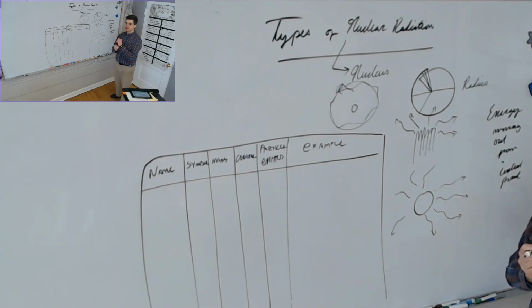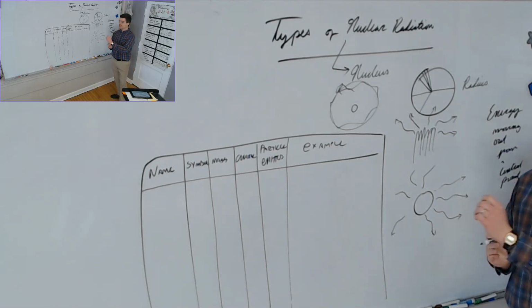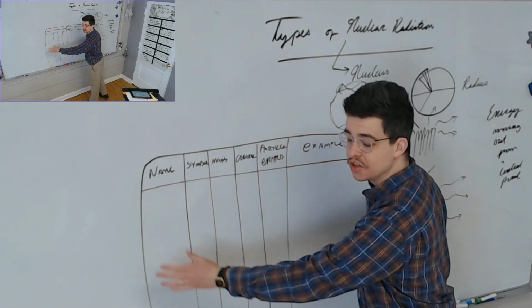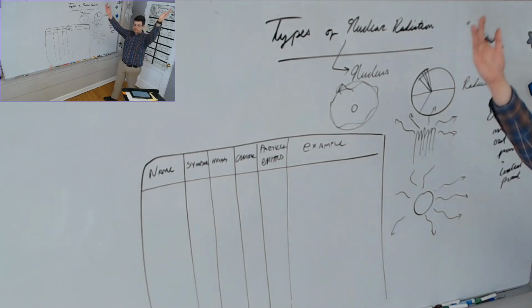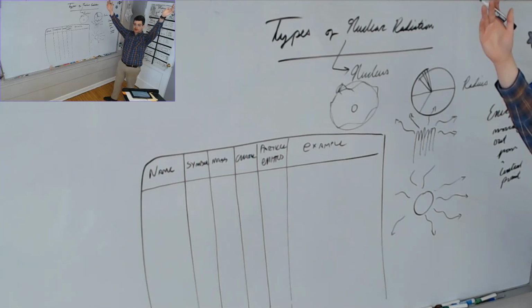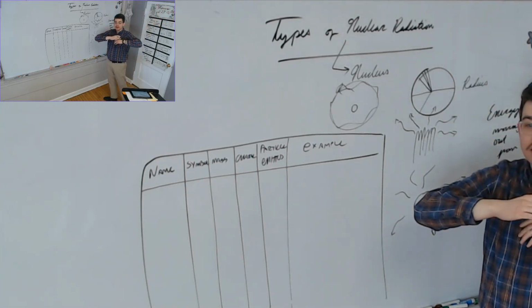Okay, let's think conceptually. How will each of these types of radiation affect the nucleus? What are they doing to the nucleus? They're all going to be either matter or energy or both doing what to the nucleus? What verb? Radiating. Radiating out from the nucleus. They are leaving the nucleus.